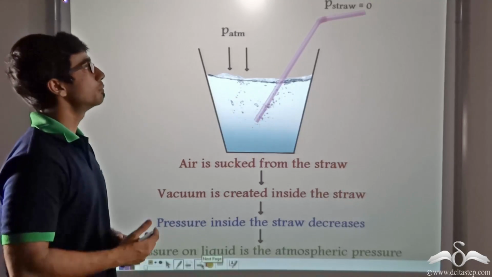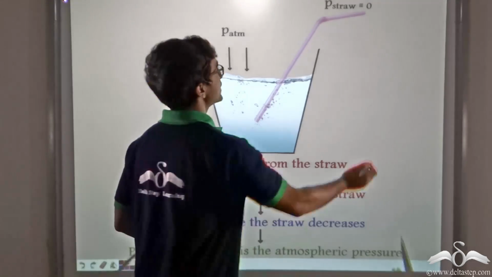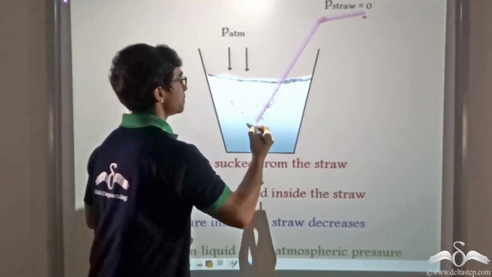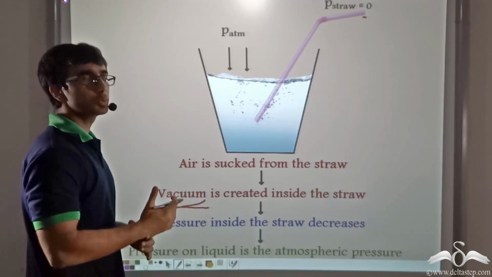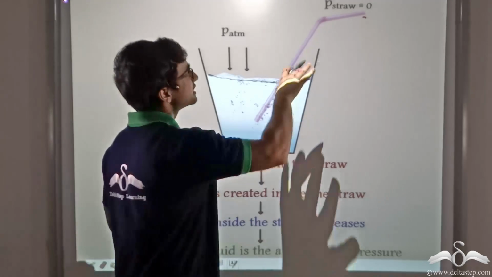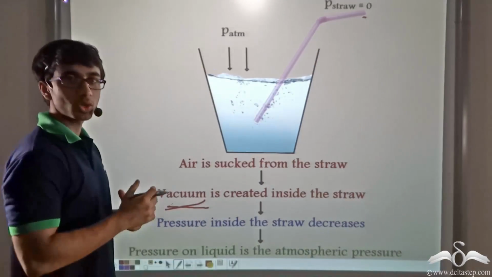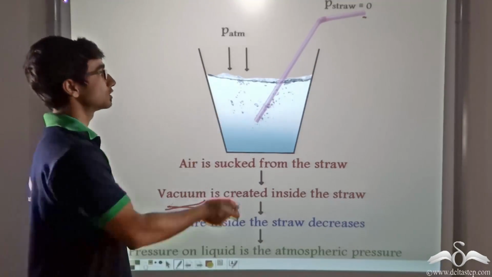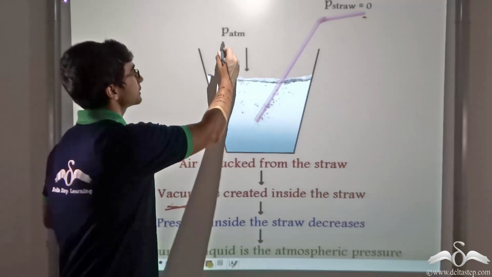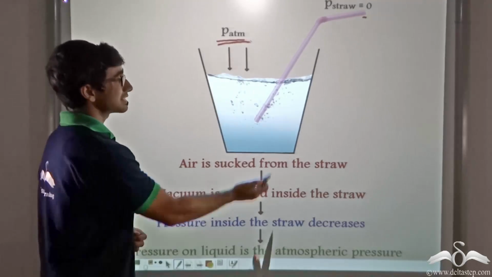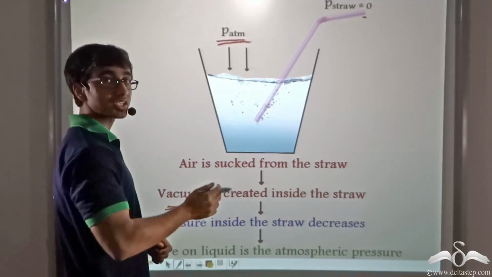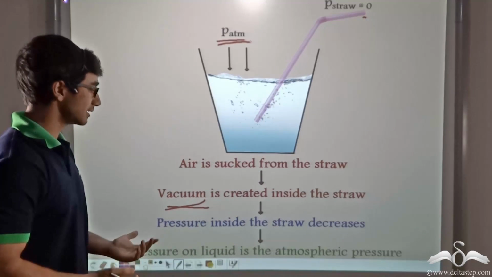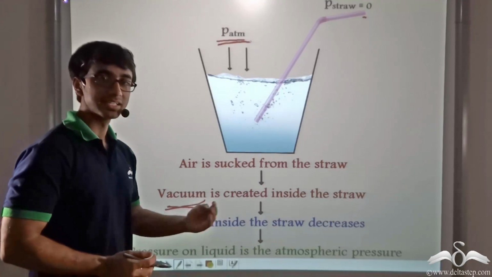However, the moment you suck from the other end of the straw, a partial vacuum is created inside the straw, due to which the pressure inside the straw becomes nearly equal to zero. So what happens? Outside, on the surface of the liquid, atmospheric pressure is still acting, whereas inside the straw, the pressure has suddenly dropped because you have sucked out air. So as a result, pressure inside the straw decreases.